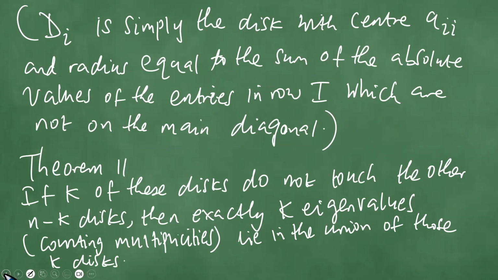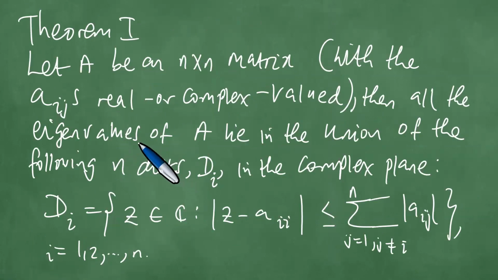Now, theorem one mentions that if you let A be an n by n matrix with the a_ij real or complex valued, so these are the entries in the matrix, then all the eigenvalues of A lie in the union of the following n disks, D_i, in the complex plane. So you have the union of the disks such that z in C and |z minus a_ii| is less than or equal to the sum of the off diagonal entries. So obviously, we understand therefore the z minus a_ii of the matrix A.